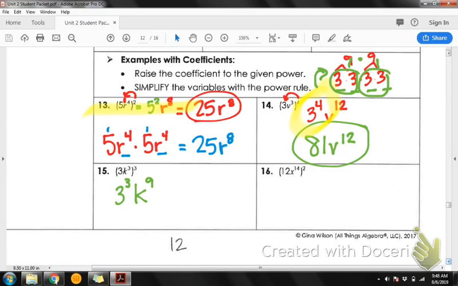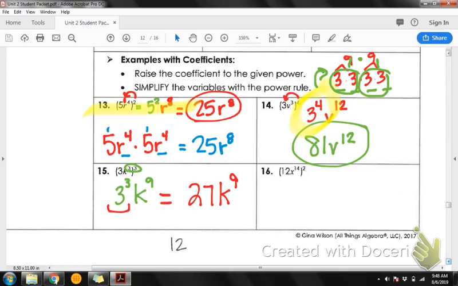So now we multiplied these 3 times 3 to get k to the 9th, right? But what do I do with this 3 to the 3rd? What does that really mean? 3 times 3 times 3, right? I have 27 here. So this is really 27 k to the 9th.